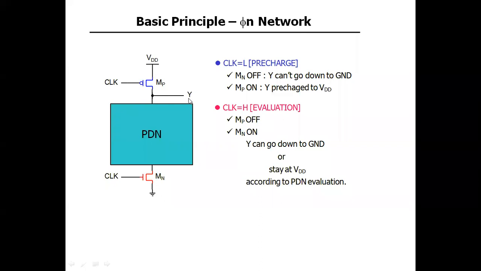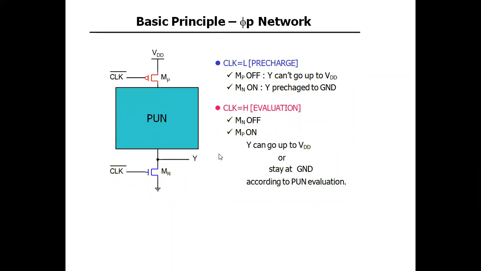So this Y can be grounded or it can hold at VDD according to the pull down network evaluation. What is the input to the gate of the pull down network? Based on that, it can go to ground or it can stay at VDD. So that is the basic principle of the PDN, the pull down network.